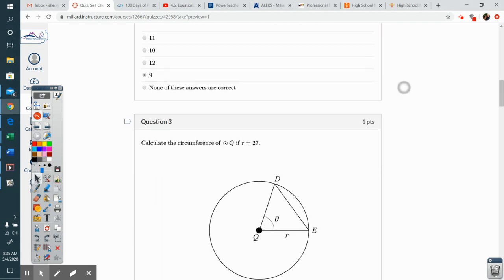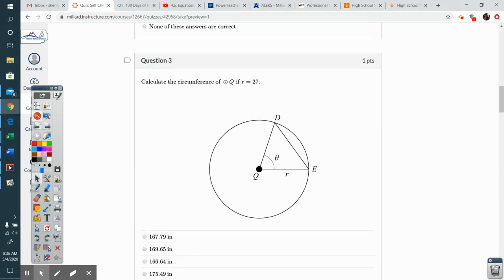Okay, next problem. Calculate the circumference if the radius is 27. So again, if they give you the radius, it's 2 pi r. So 2 times pi times 27. So just calculate that out. For this particular one, the answers don't leave it in pi. So 2 times pi times 27 is equal to 169.65. So you look right here, there's 169.65, and you've got it.